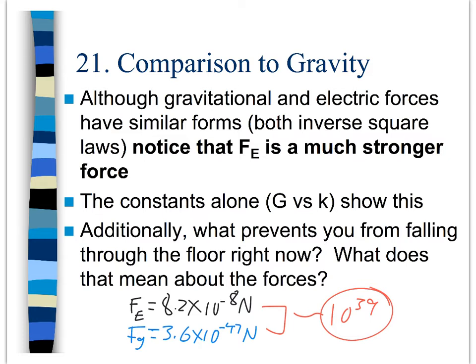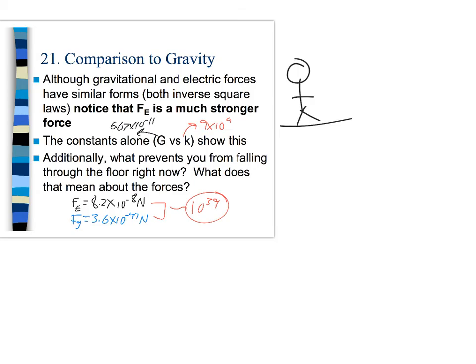One way you can really understand this is if you think about those two constants. G is 6.67 times 10 to the negative 11th, whereas that K is 9 times 10 to the positive 9th. Okay, that's one major difference between the two. Another way to understand the difference, though, is think right now, if you're standing on a floor, what is actually preventing you from falling through the floor?